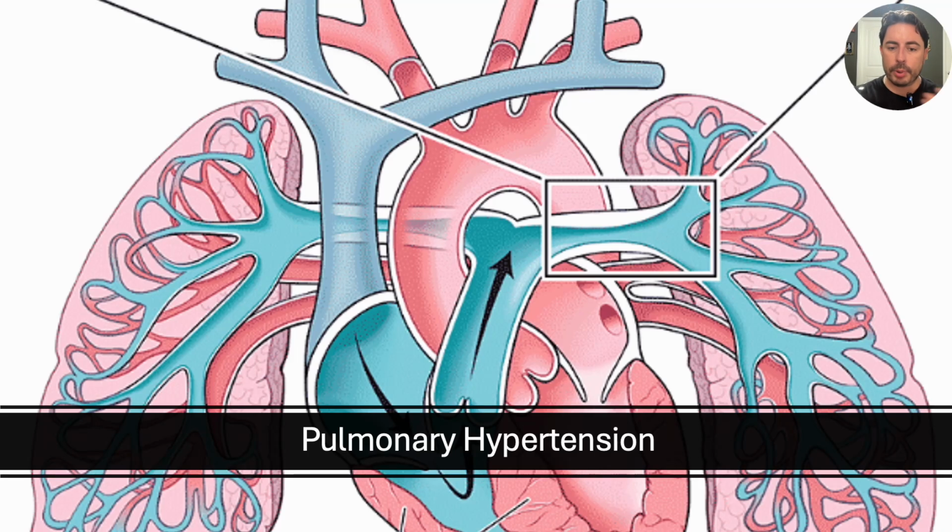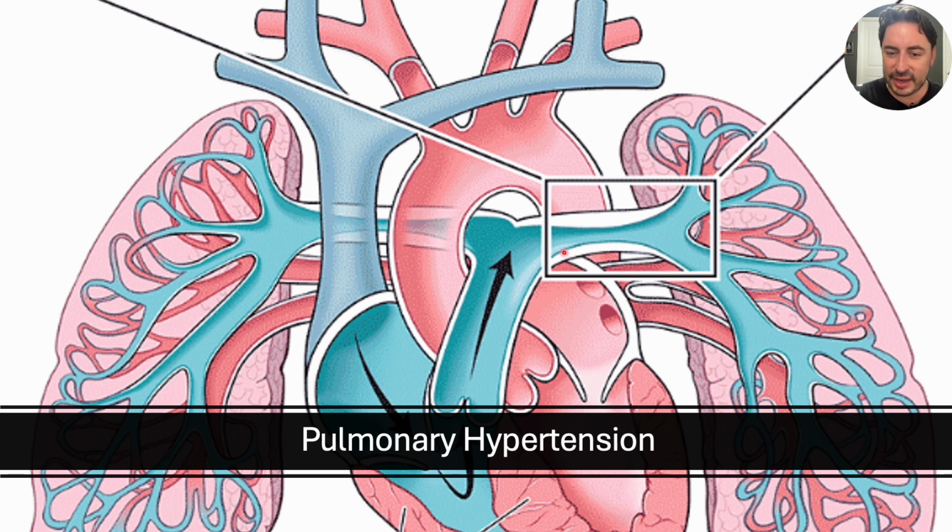All right, so pulmonary hypertension. This is a byproduct of patients that may have a pulmonary embolism. Pulmonary hypertension is looking at the pulmonary artery pressure and do I have an increase in the pulmonary artery pressure.